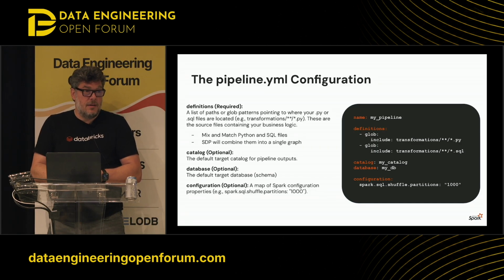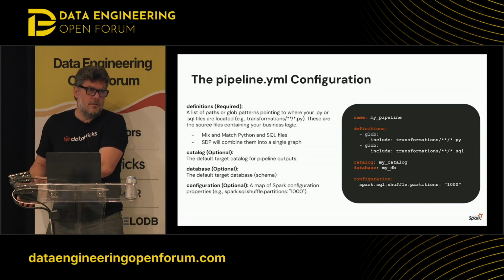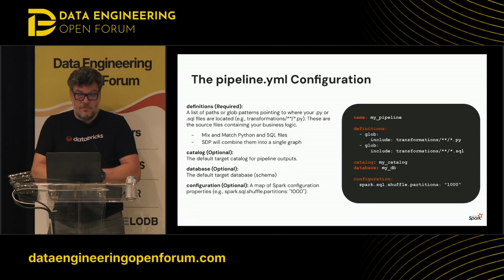Optionally, you can specify a catalog. If you don't specify one, it's just going to be the default catalog. Same thing for a database or schema. If you don't specify one, it goes to your default database. And if you want, you can specify configurations. You don't have to, but in some cases it could be useful, right?